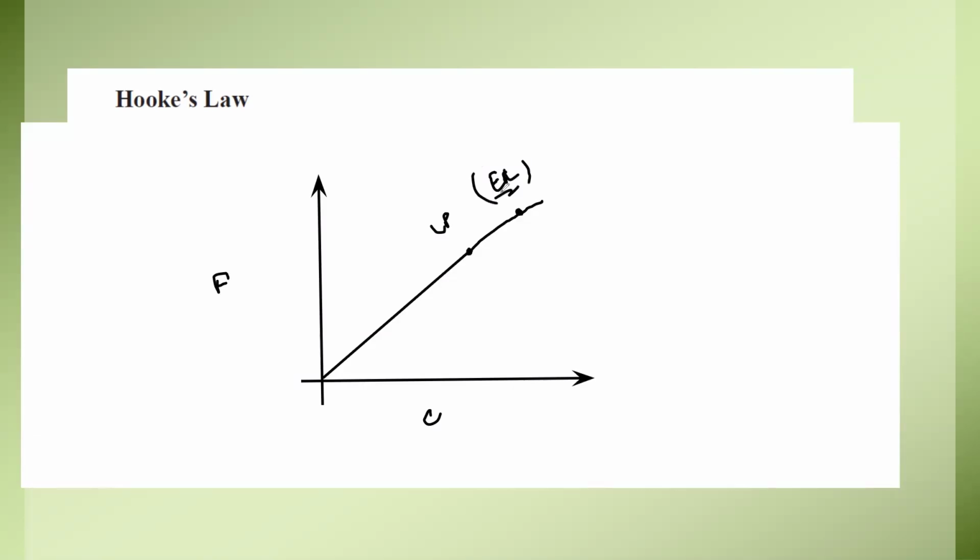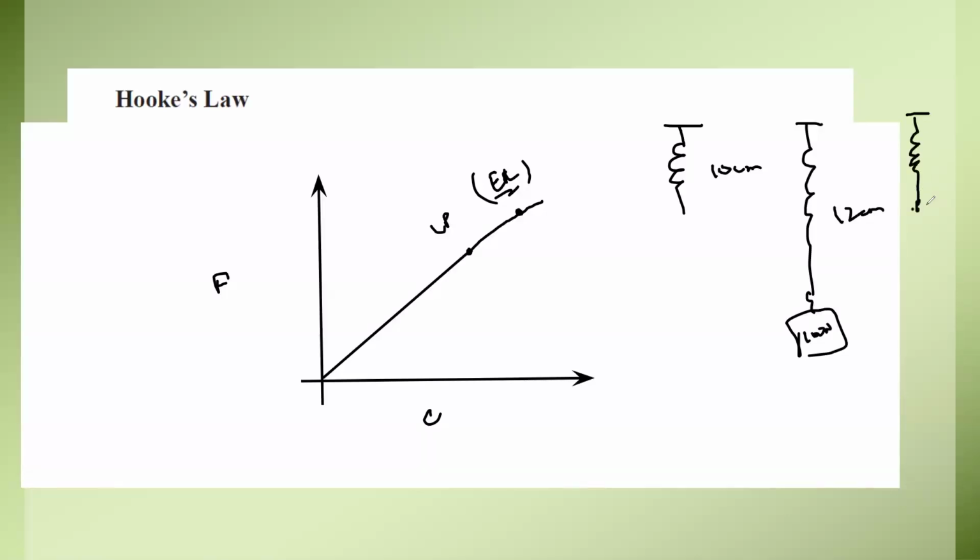What is the difference between the elastic limit and the limit of proportionality? The elastic limit refers to a point after which the spring will deform. Say the spring originally had a length of 10 centimeters. We add the load and the spring stretches to a length of 12 centimeters by a load of, say, 100 newtons. When I remove the load of 100 newtons, if the spring returns to the same original length, it means we are within the elastic limit.